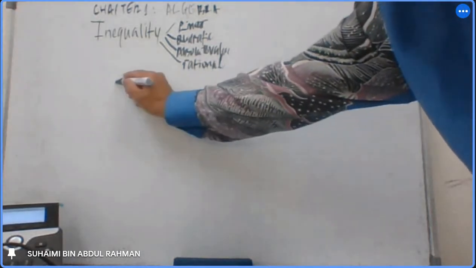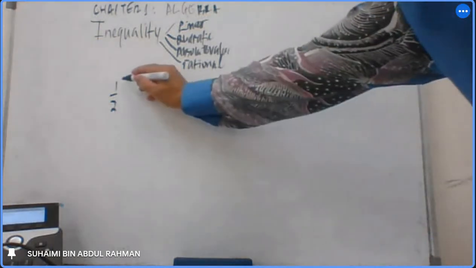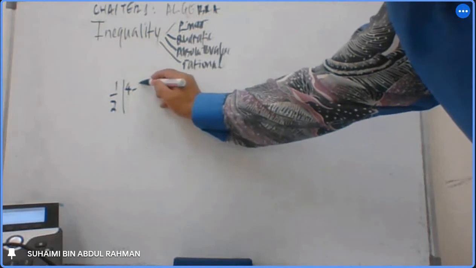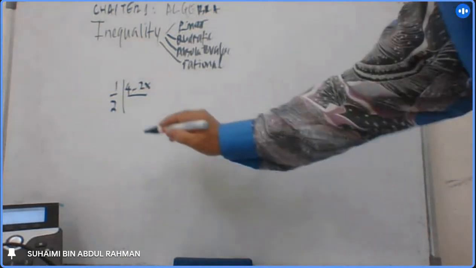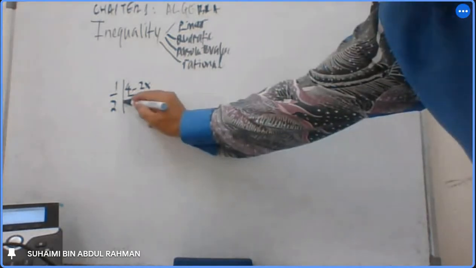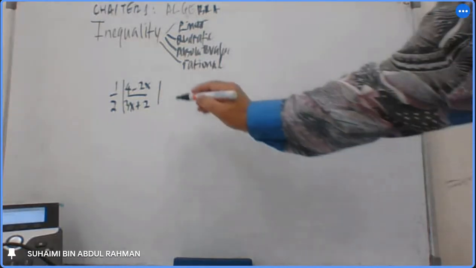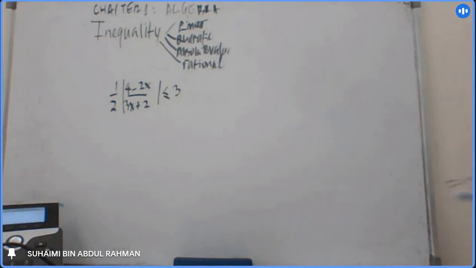Solve the absolute value of (4 minus 2x) over (3x plus 2) less than... This is the case of less than.